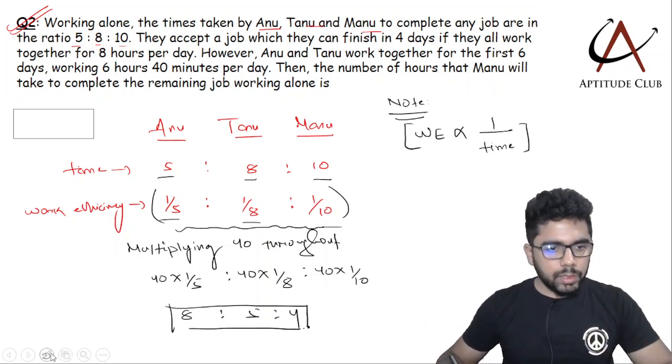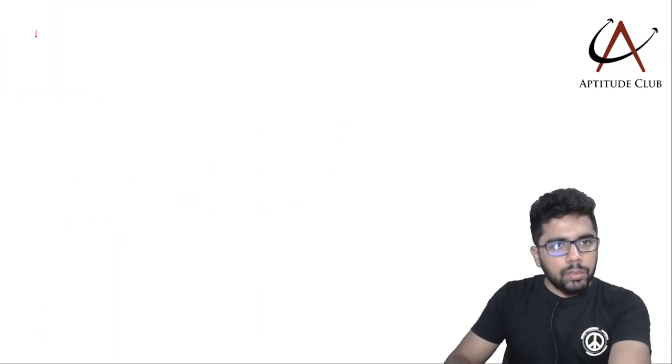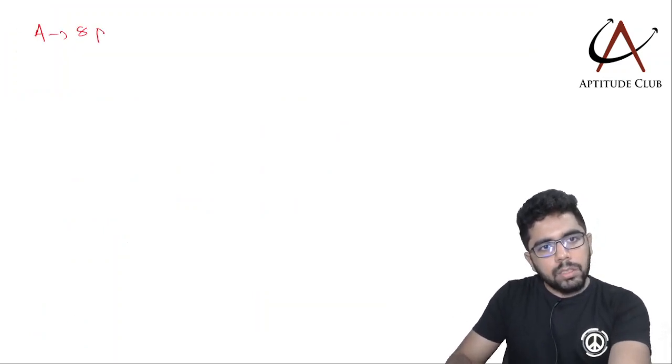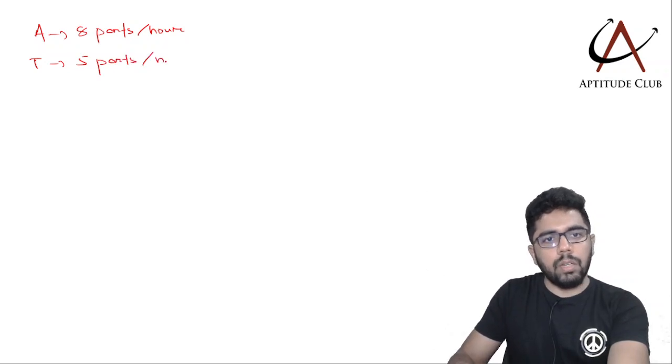Now let's get to the question. I'll make a very simple assumption. Let Anu do 8 parts per hour. Tanu does 5 parts per hour and Manu does 4 parts per hour.